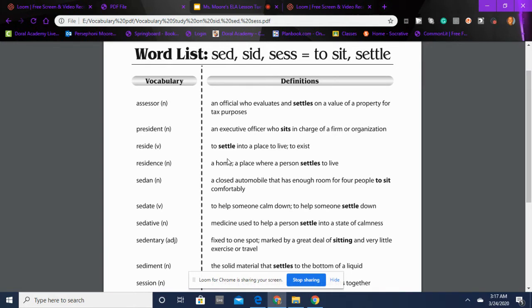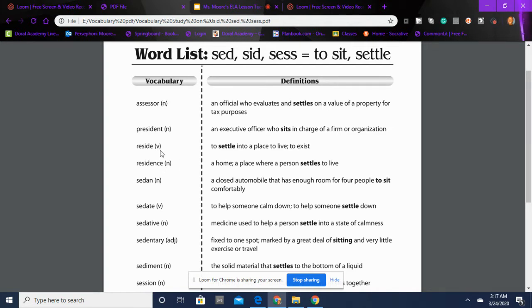But CEO does stand for executive officer. I think it's commercial executive officer. I can't remember what the C means, but that is what the president is.